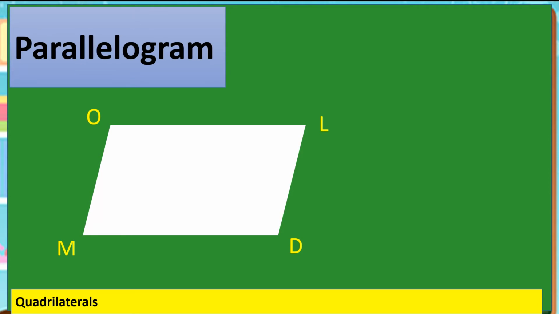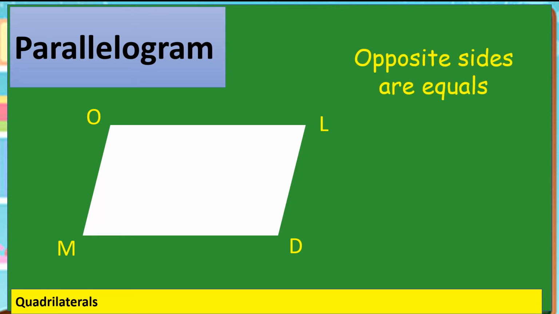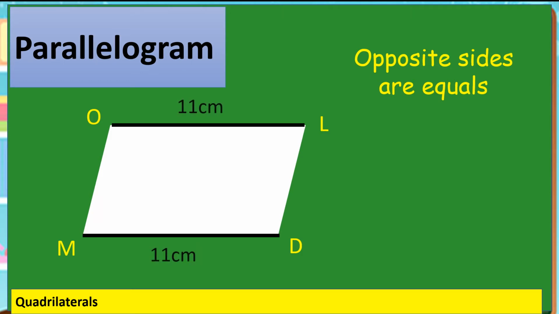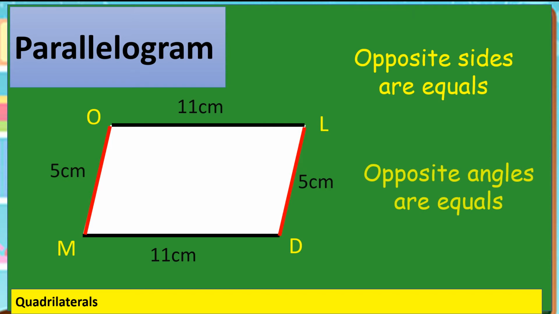So in a parallelogram, opposite sides are equal. So if this OL is equal to 11 degrees, therefore MD is also equal to 11 degrees. So, parehas sila ng measurement. Then, LD is equal to 5 centimeters. Therefore, OM is equal to 5 centimeters.